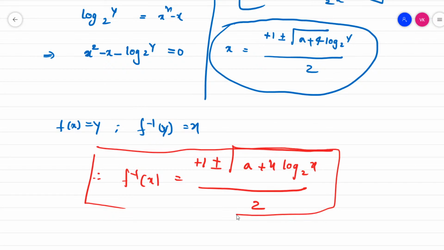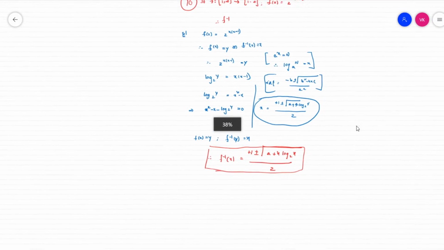So here we complete section 1 in the 1B exercise. Okay guys, thank you very much.